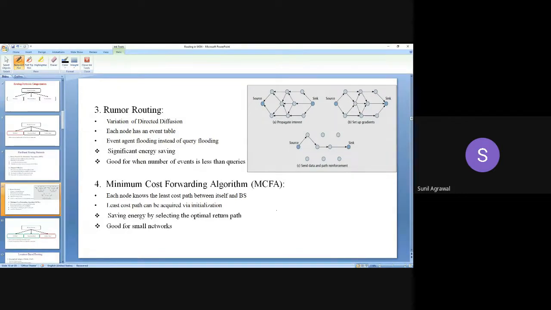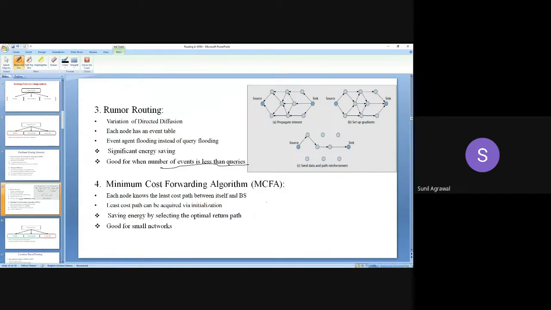So rather than waiting for queries from the base station, whenever a node is having some information, it will send it to the base station. So this is another way to save the energy, and this is good as far as number of events is less than queries, right? That means the sensor is having less information, or not frequent information. In that case, this routing is efficient. Another is minimum cost forwarding algorithm.